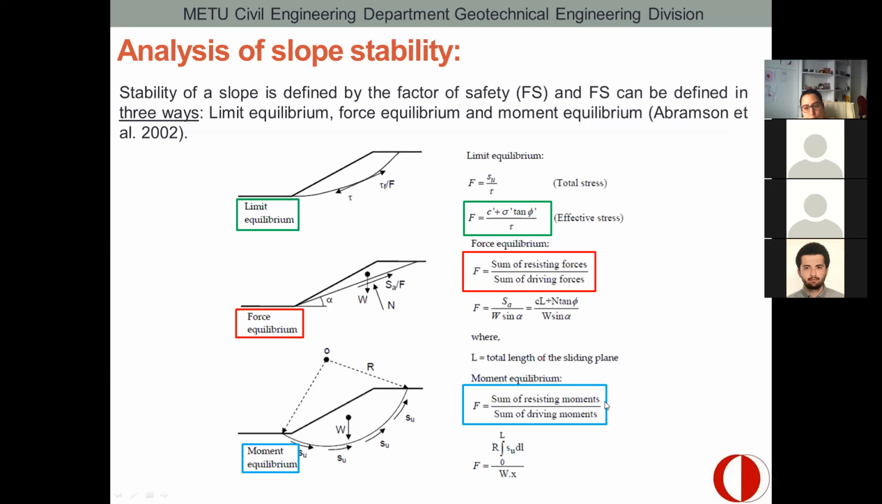So these 2 options are similar. In the first option, we calculate the forces. In the second option, we calculate the forces and the moment arms, then convert them to moments.